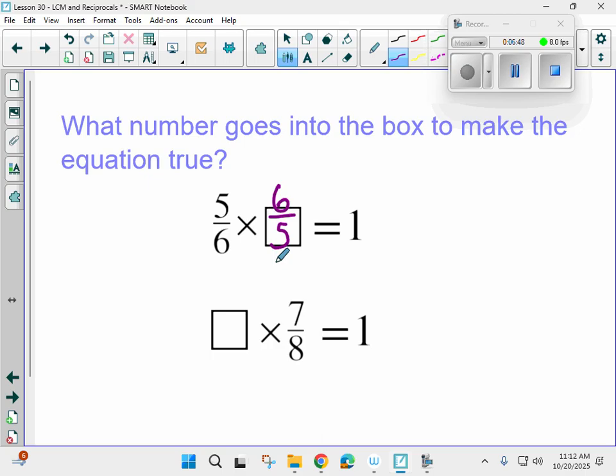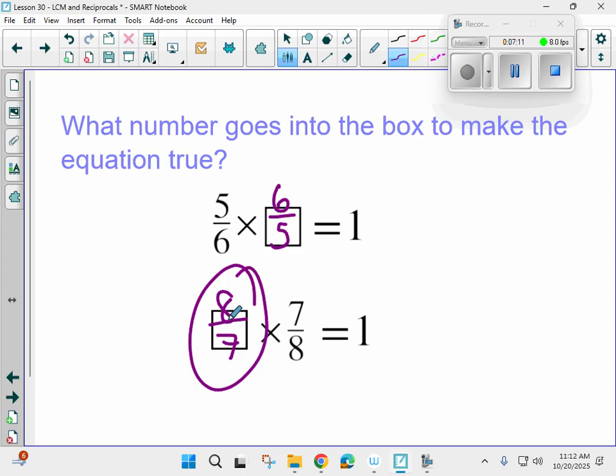All right? So everyone, what goes in this box? 8/7, because it'd be 56 over 56, which is 1. So yes, you're just flipping the fraction. Sasha. Yes.